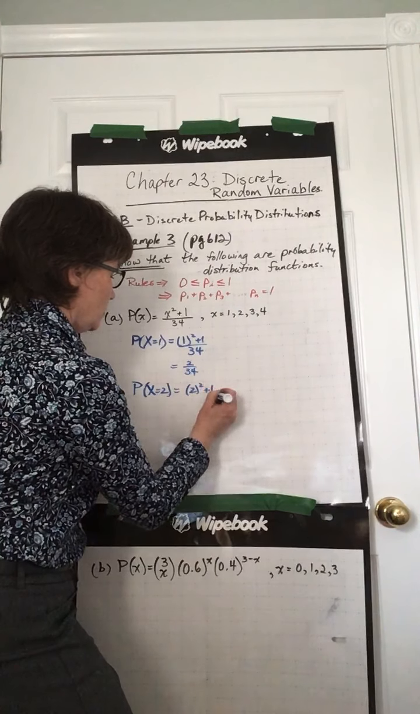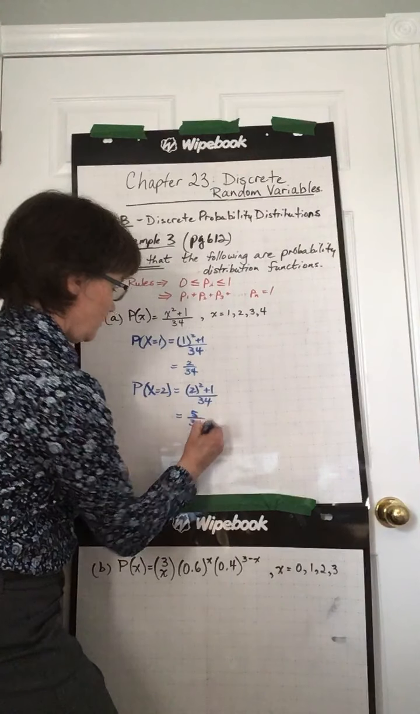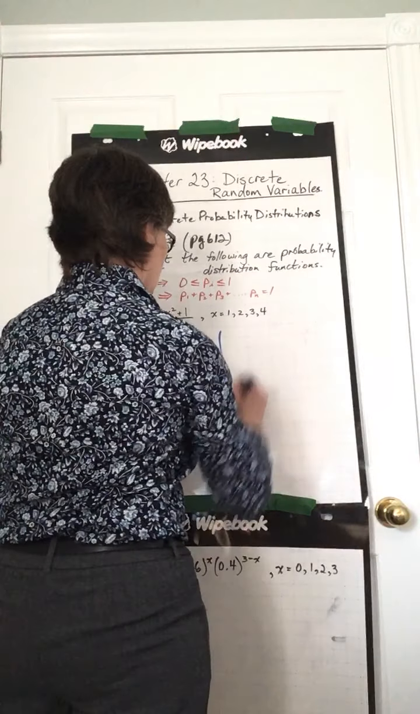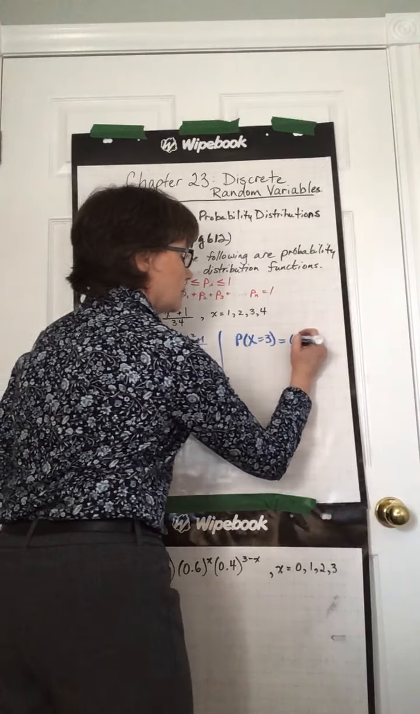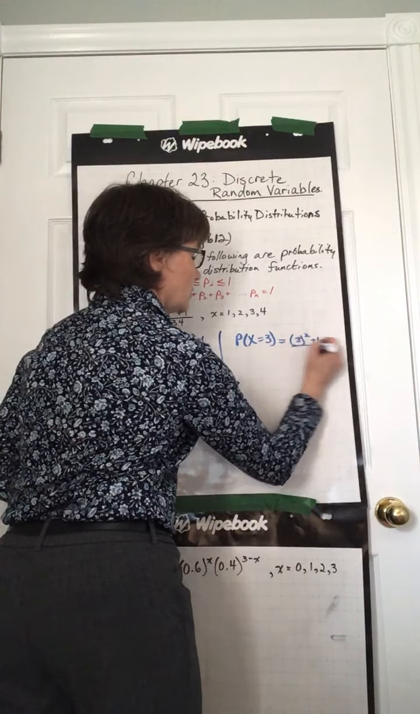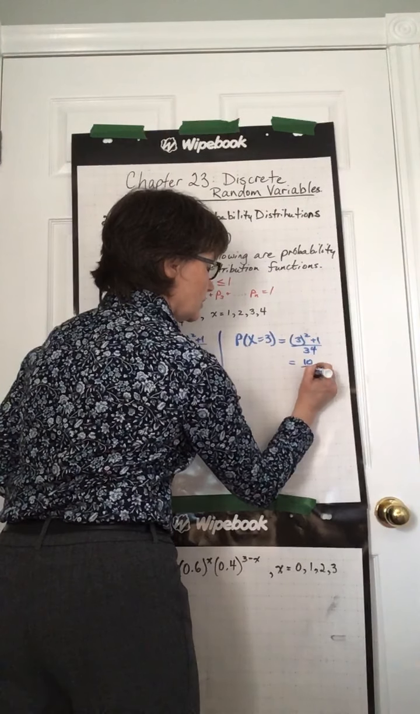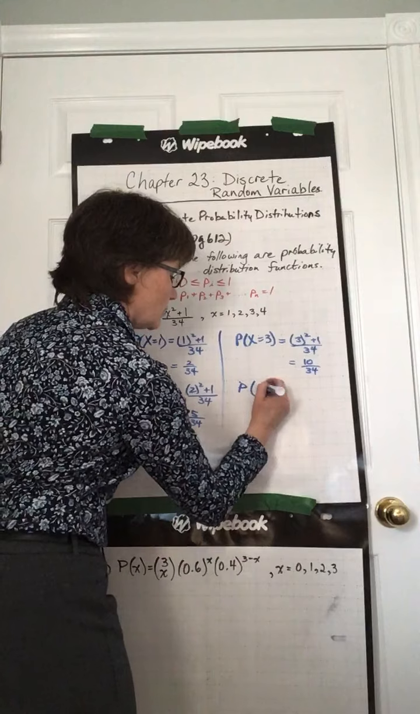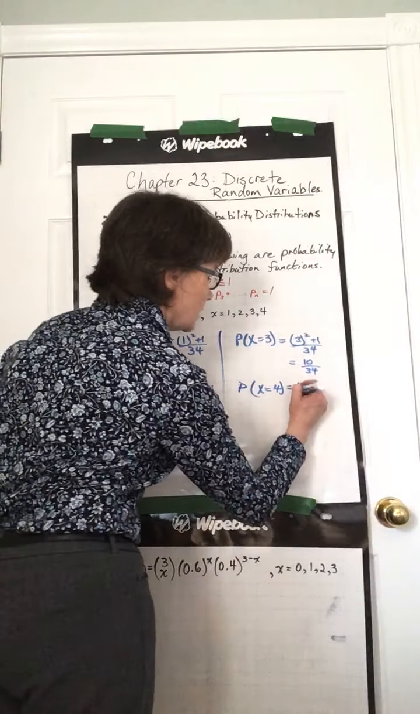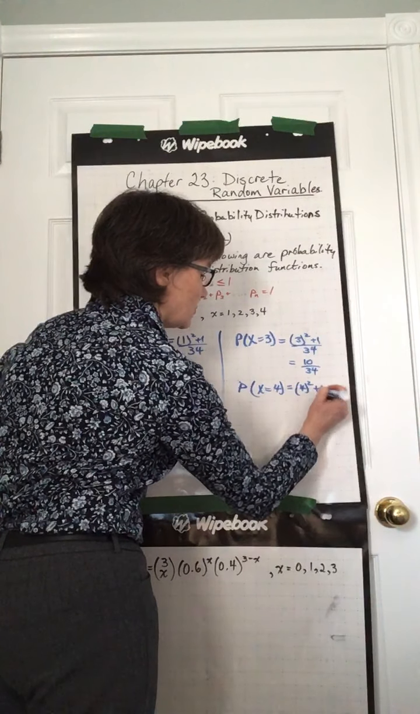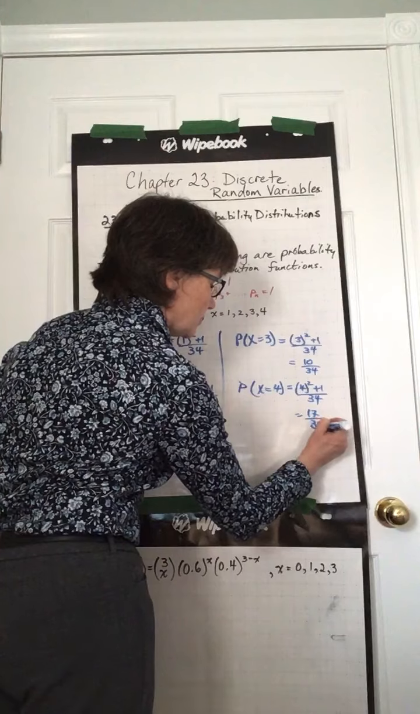2 squared plus 1 all over 34. So 5 over 34. All right, what's the probability that x is equal to 3? 3 squared plus 1 all over 34. So that's 10 over 34. And last one, what's the probability that x is equal to 4? Again, substitute 4 into the function where x was. And that would be 17 over 34.